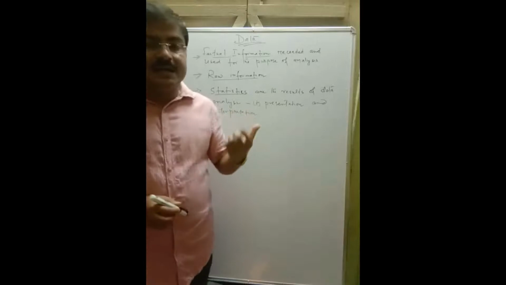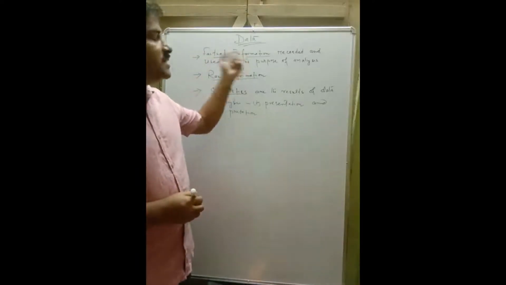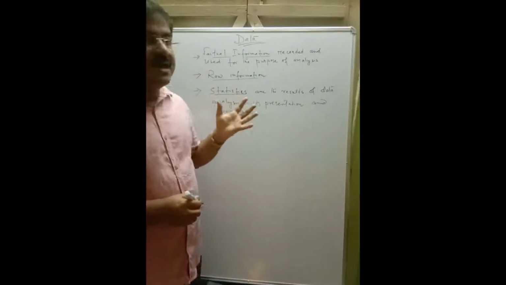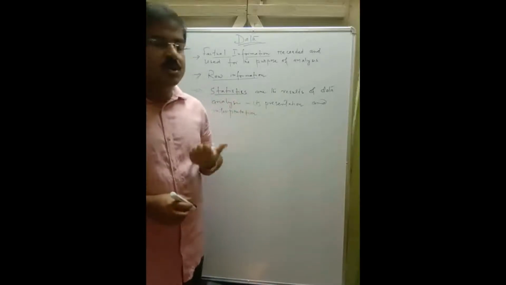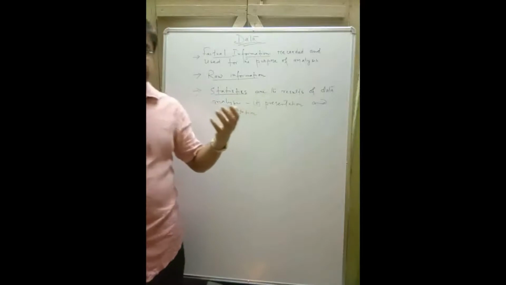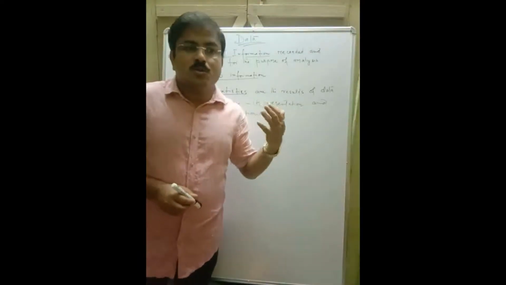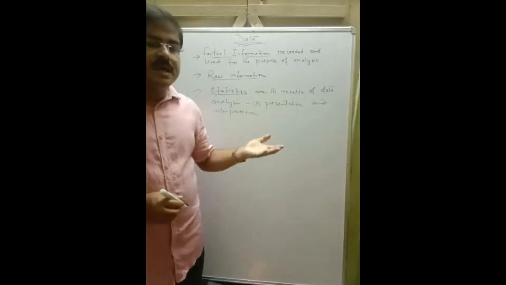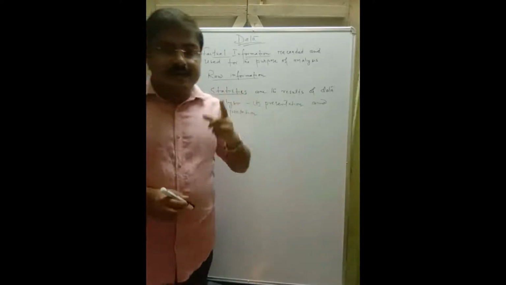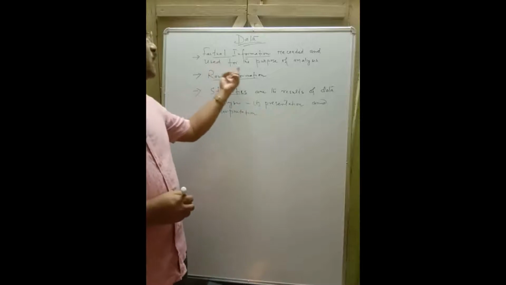But in statistics, data has a special connotation, that it is factual information that is recorded. Factual information means information having numerical values, and those numerical values are recorded when we conduct surveys through the sample survey method or the census survey method. If we use either sample survey or census survey, we collect information, and that information is called our data. That data is factual information recorded in a proper way by systematic methods and used for the purpose of analysis.